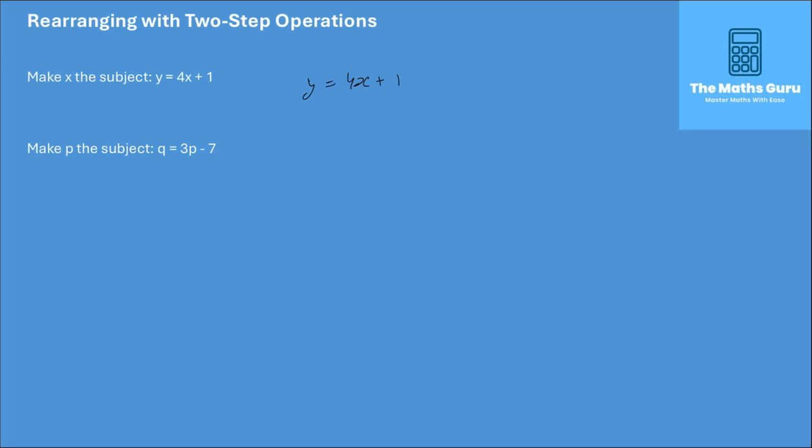In cases like this, we always deal with the addition or subtraction first, just for simplicity purposes. So we first minus 1 from both sides, because that is the opposite of what's being done to the x.